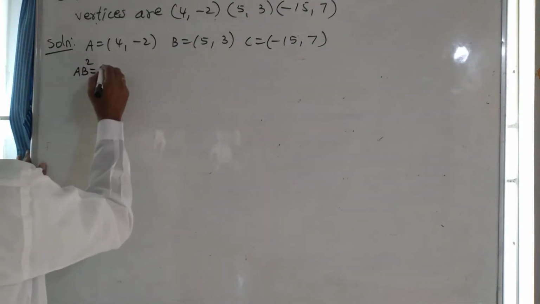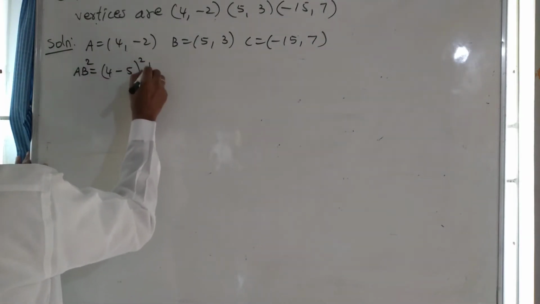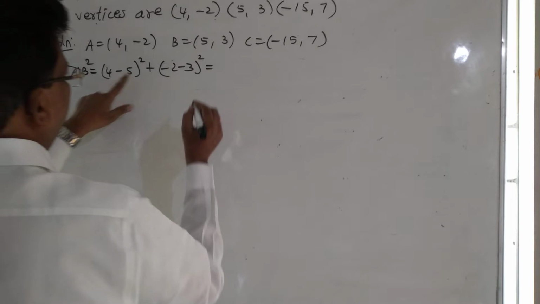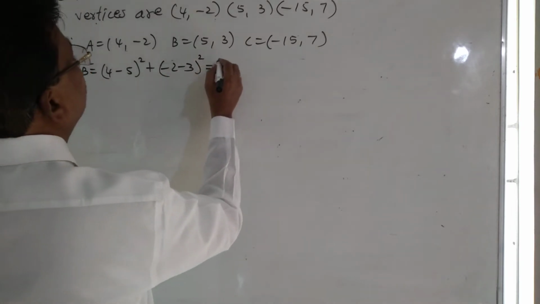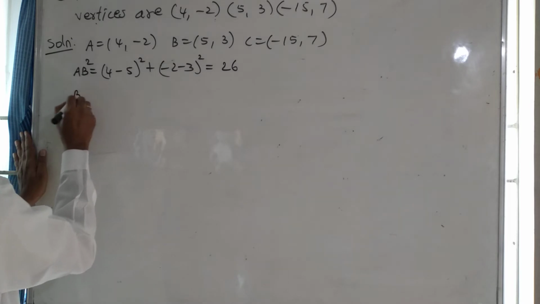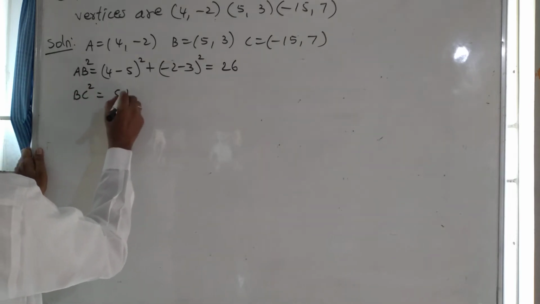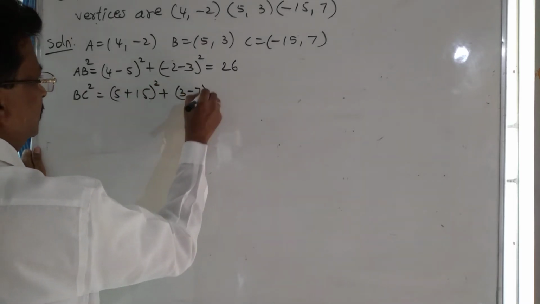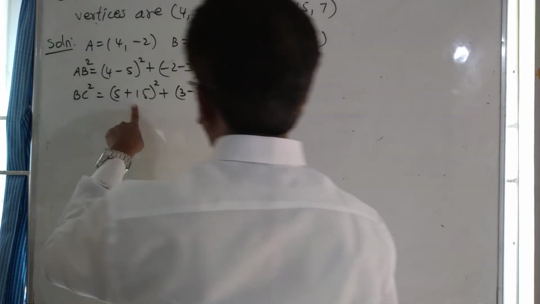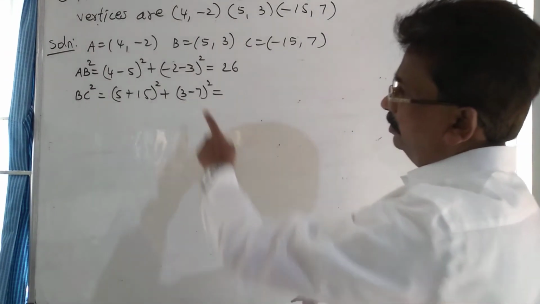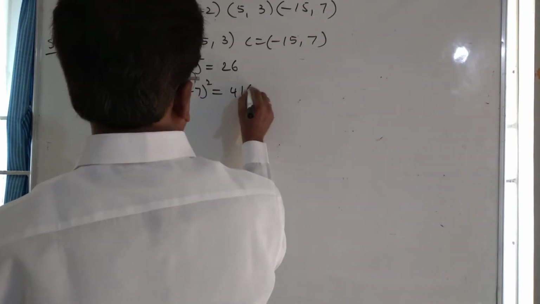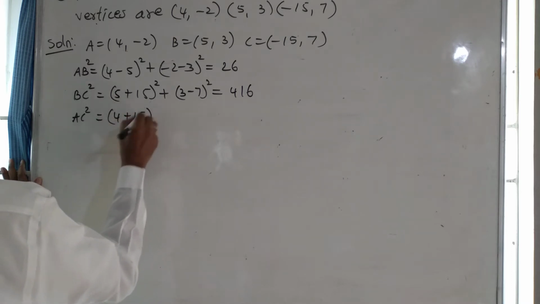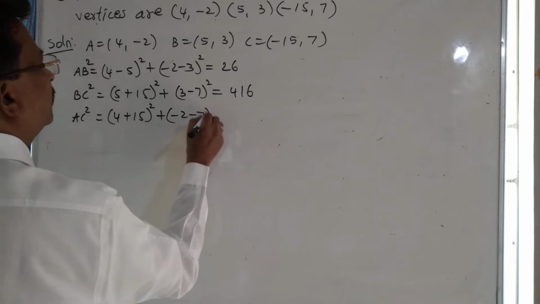So AB square is equal to (4 minus 5) whole square plus (-2 minus 3) whole square, which is 1 plus 25, 26. Next, BC square is (5 plus 15) whole square plus (3 minus 7) whole square. It is equal to 20 square, 400, plus 16, 416. AC square is (4 plus 15) whole square plus (-2 minus 7) whole square.